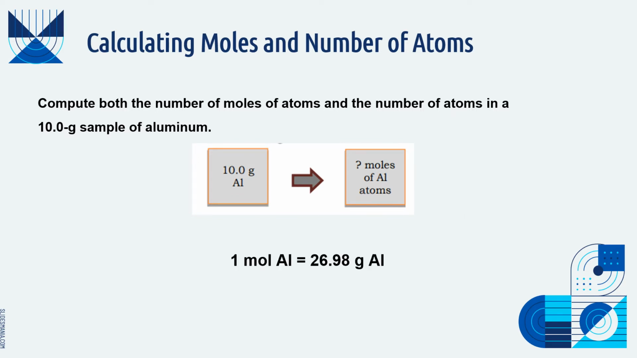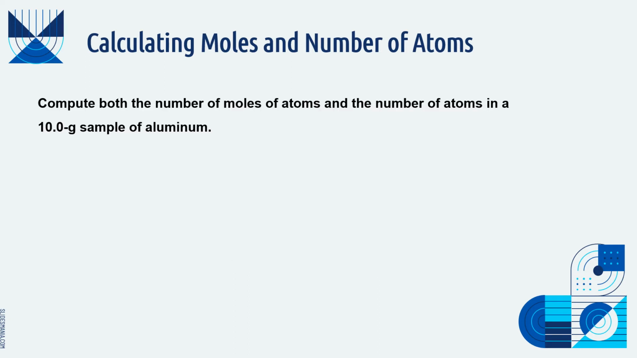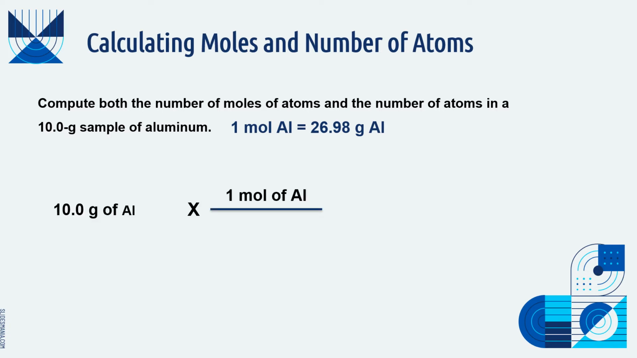So in every 1 mole of aluminum, we are already oriented with this one from the previous slide, there is 26.98 grams of aluminum. Compute for the number of moles of atoms and number of atoms in 10 grams of aluminum. Again, 1 mole of aluminum is 26.98 grams of aluminum. So cancel the gram. What we're going to do is divide 10 by 26.98.